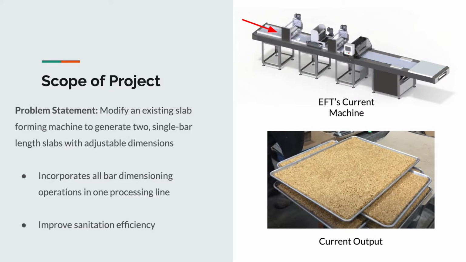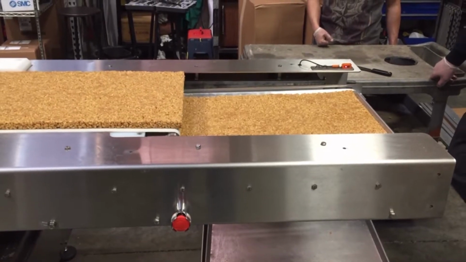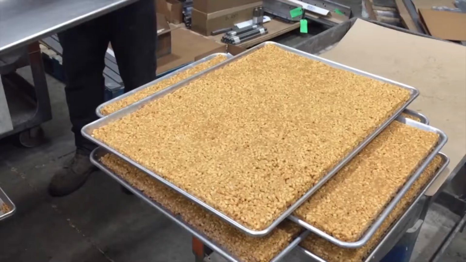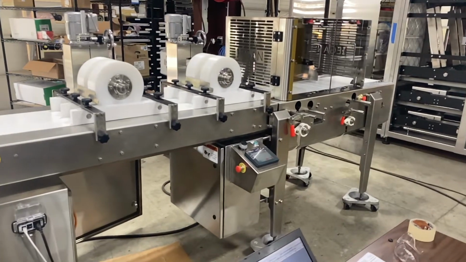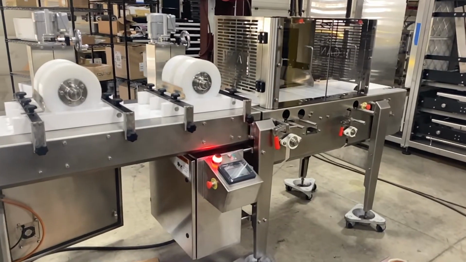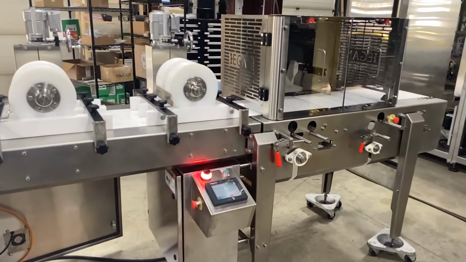The scope of our project was to modify an existing slab forming line to generate 2 single bar length slabs with adjustable dimensions. Currently, Egan Food Tech's machine generates 1 single slab output that is taken to a separate process that cuts the slab into the individual bars. Our job was to eliminate this additional separate step by incorporating all bar dimensioning into one processing line. Another major scope was to improve the sanitation efficiency by having all operations cantilever supported.